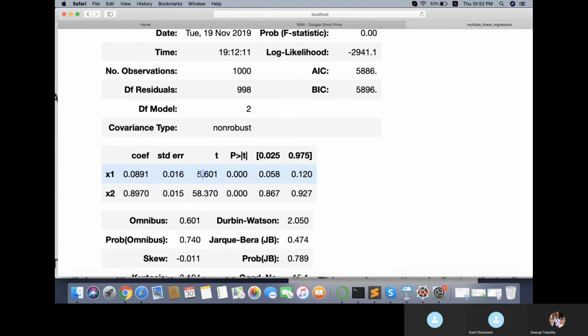Getting? Yes. Are you getting the hypothesis testing? Yes. What is hypothesis testing, Abhay?